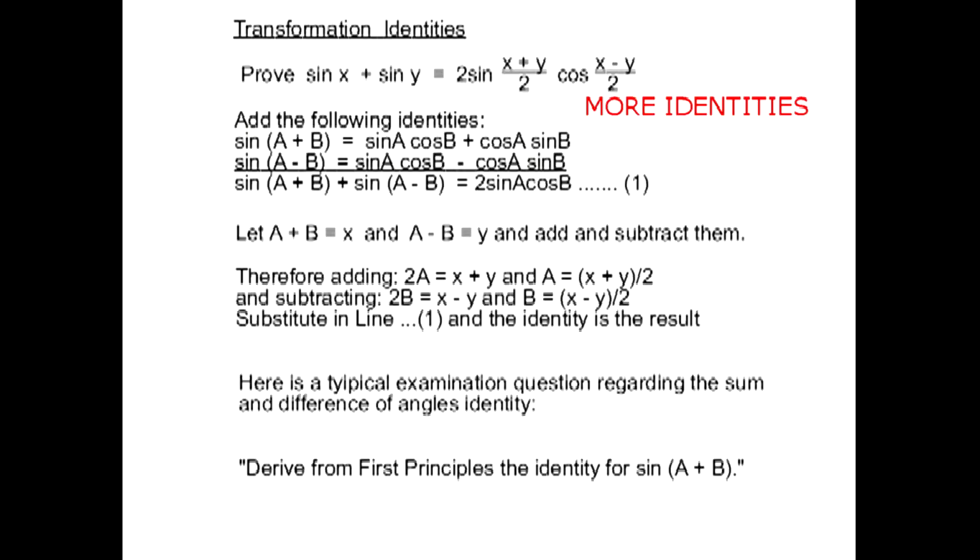We write down in our proof the following identities and we add them. First, sine A plus B, remember you studied those in the last set of identities, and sine A plus B is equal to the sine of A cos B plus the cos of A sine B, and sine A minus B is equal to the sine of A cos B minus the cos of A sine B. Notice that these two identities are almost the same except for the sign in the middle. One is positive and the other one is negative, because one has positive angles and the other one has negative angles.